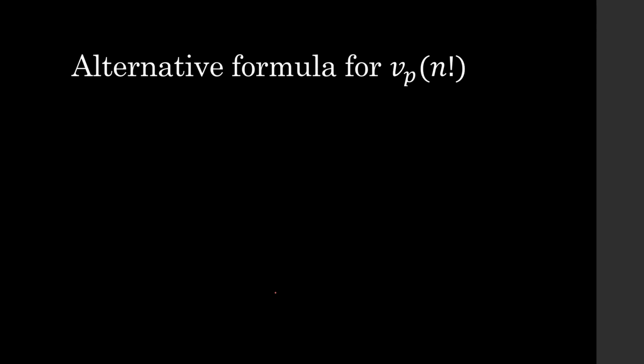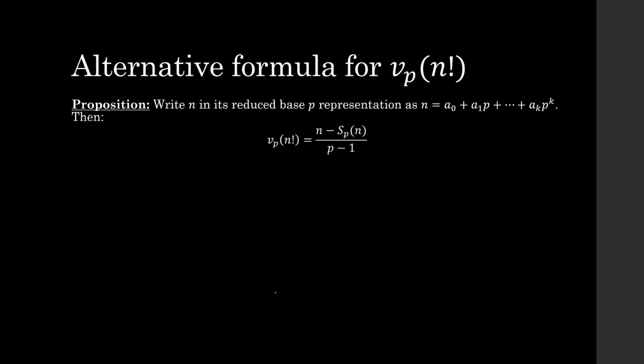Alright, so now that we have this toolkit, let's look for an alternative formula for VP of n factorial. My proposition is that if I write n in its reduced base p representation, so as n equals a0 plus a1 p all the way to ak p to the k, then VP of n factorial is going to be n minus the sum of all the digits of n in base p, all divided by p minus 1. That's quite a nice thing. It's cool that this would relate to the base p representation of n. And I guess that makes sense, because it's all got to do with powers of p. So let's look at the proof.